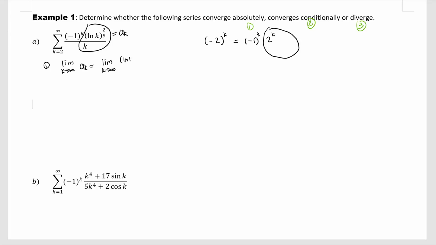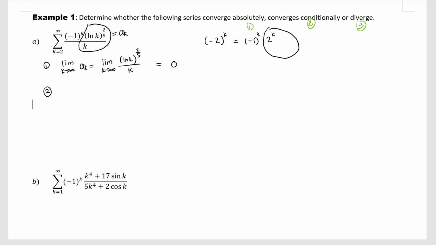So ln of k to the 2/5 over k. Well, ln and k, which one grows faster? The polynomial, the power function, grows faster. So if the denominator grows faster, then this quotient goes to 0. That means the divergence test does not work here. It tells us nothing. Let's go to step 2.